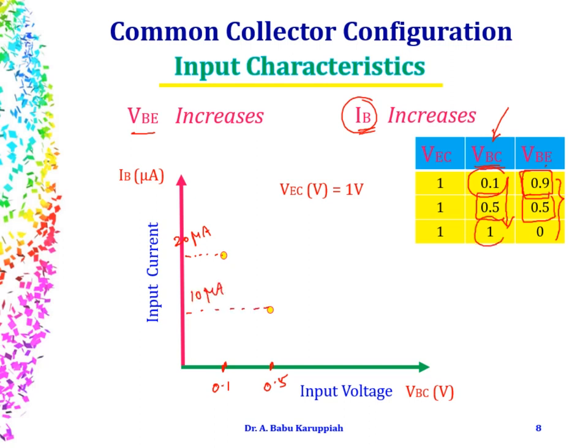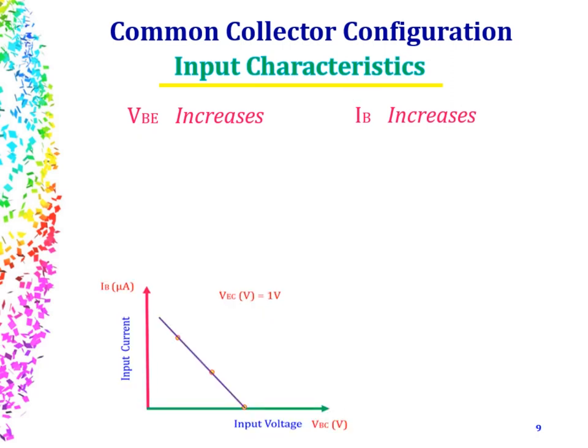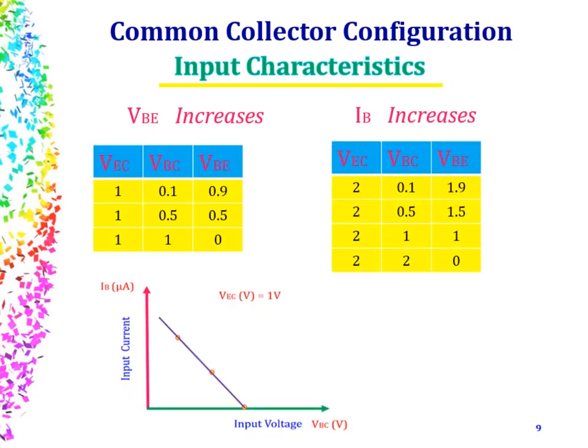The base collector voltage is still increased to 1, and you notice that the base emitter voltage is 0, and as a result the base current is 0. When you join all the points, you get a graph like this, a declining graph sloping downwards, when VEC is 1 volt. This is one set of readings. Now we need to take the other set of readings that we have already discussed in the previous slide. So this is the first set of readings that we have got, and these are the two tables for comparison.